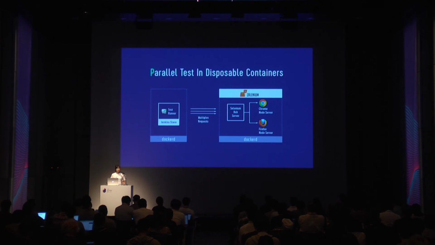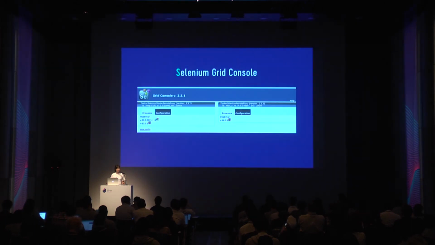Once the test finishes, the node server containers will be destroyed in test teardown. Only the hub container will remain, waiting for test requests with small resource occupation. Zalenium increases the utilization of the resources on the host machine. Let's see more details about Zalenium.